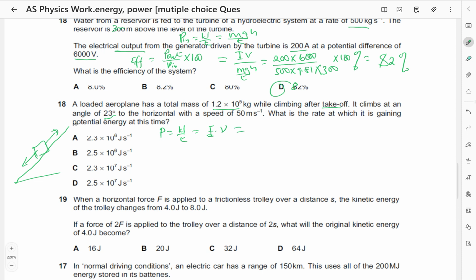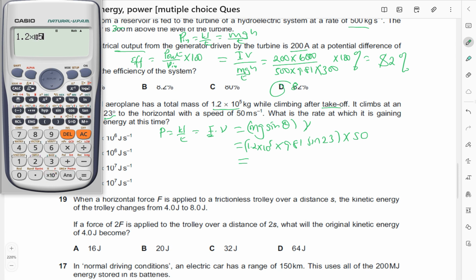So this is going to be equal to weight, which is mg sine theta, then times v. So when we substitute, this will be m, which is 1.2 times 10 power 5, times g, which is 9.81, times sine of 23. Then we multiply this by v, which is 50. And then I press my calculator.